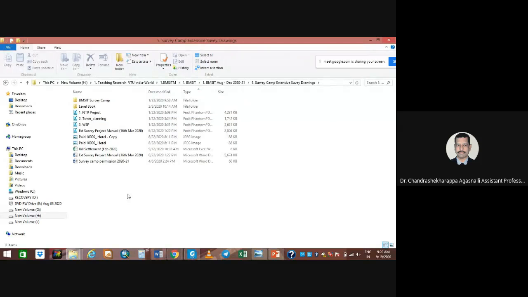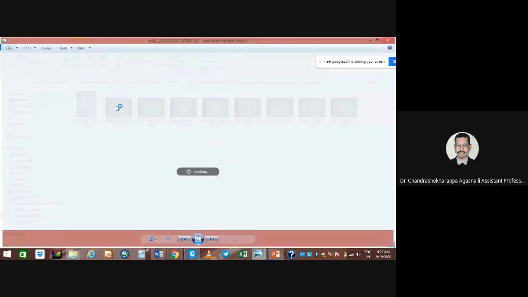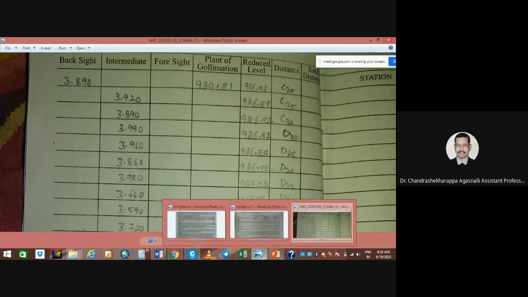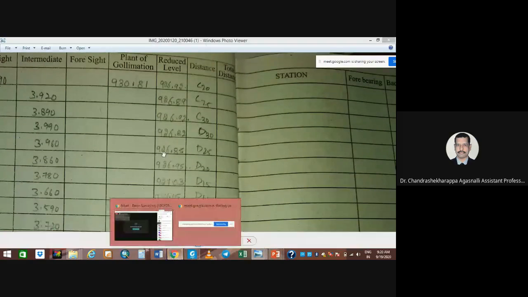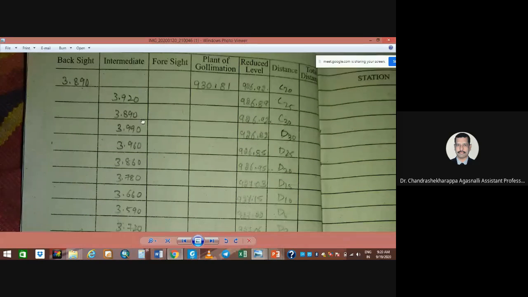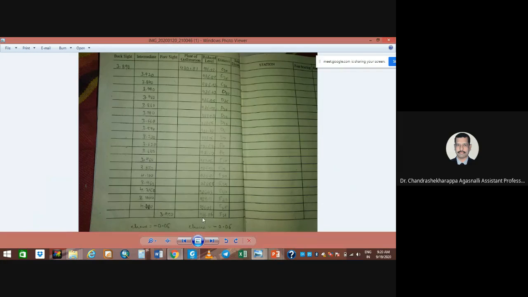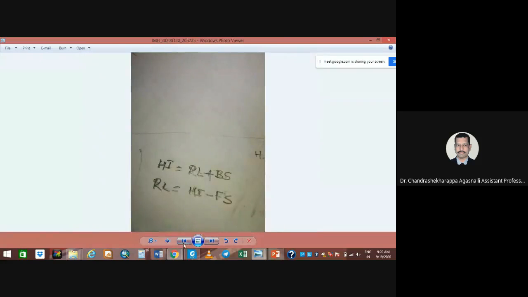The level books, yeah. Can you see the books now? It's visible. Adikeshu, Chiranjeevi. Hello. Yes, sir. Can you see the book? This is how the book we are maintaining in the field. Okay.